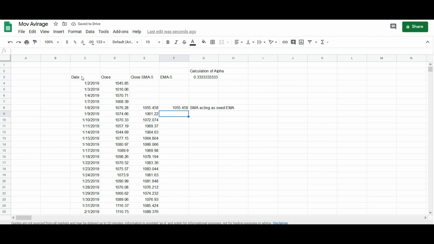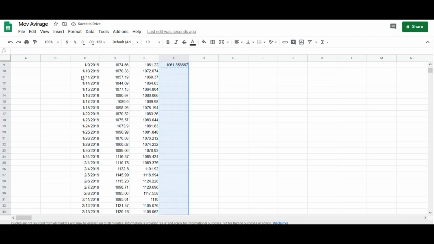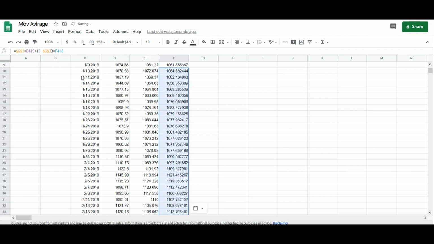So the formula for EMA now is alpha in cell G3 multiplied by the current observation in close price in cell D9 plus 1 minus alpha times the prior period EMA, which is in cell F8. Let's fix the alpha reference here by adding dollar signs in G3. You can do this by pressing F4. We'll copy paste this formula all the way to the end. Okay, our exponential moving average is done.